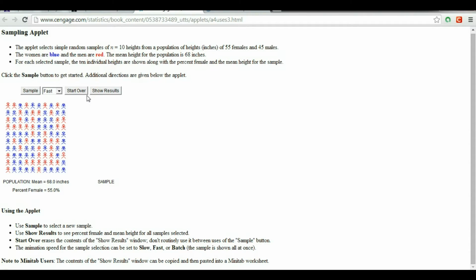Alright, so we're going to look at sampling now. And in this little applet here, I have a sample of 100 people. And the blue are women and the red are men. So basically 55 of them, or 55% of them, are female and 45% of them are male.